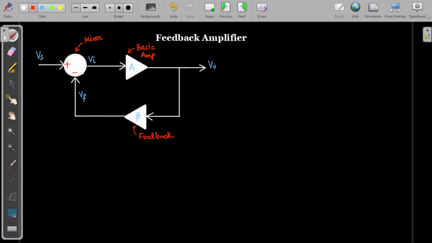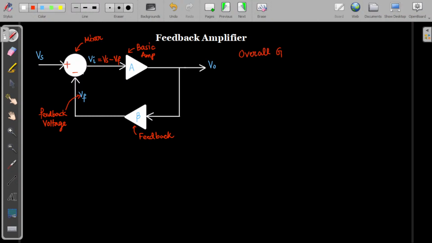So that means this Vi will produce Vs minus Vf, because there is a minus sign here. Okay, so this is a minus sign, so Vi will be Vs minus Vf, and this Vf was called the feedback voltage. All of this thing we have already discussed. So this was the feedback voltage.